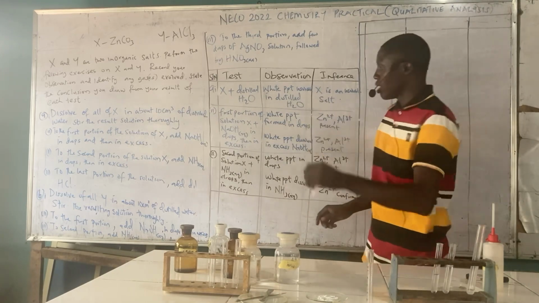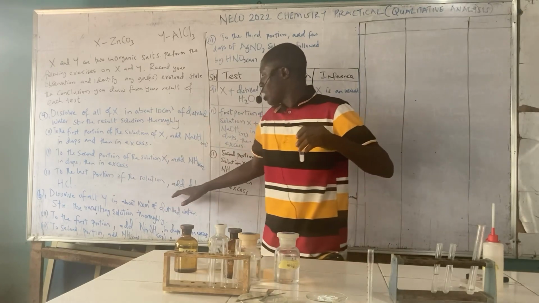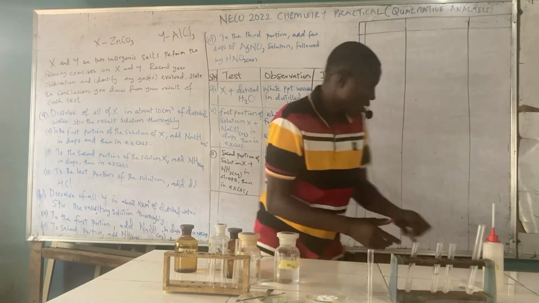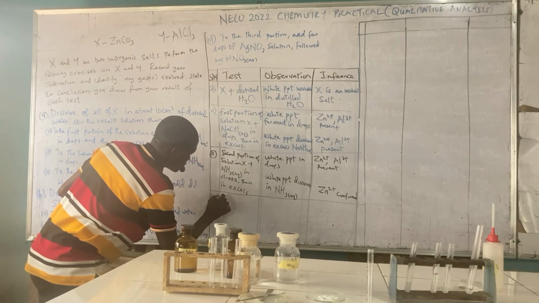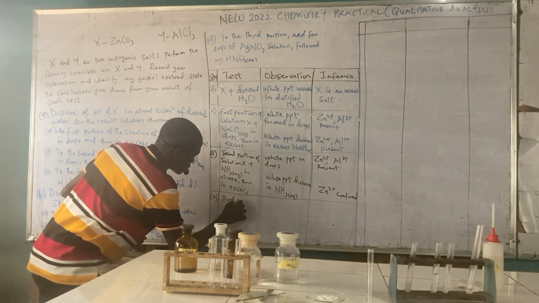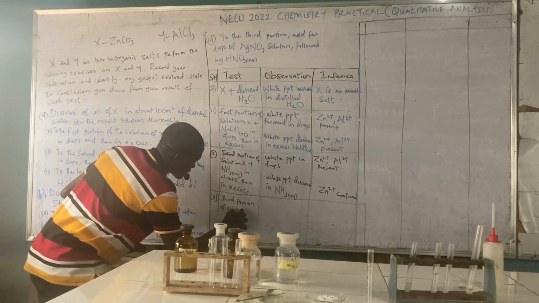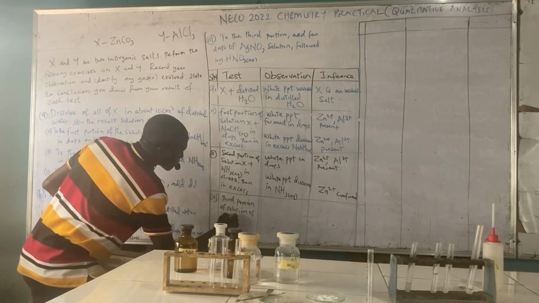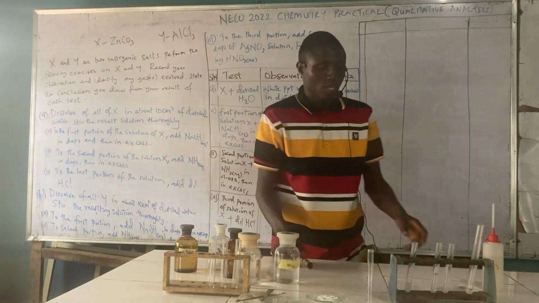Then the third portion now, we have to add the last portion of this solution X and dilute HCl. Now, let's write it out. The third portion of solution X plus dilute HCl. Now, plus dilute HCl, what do we have here?